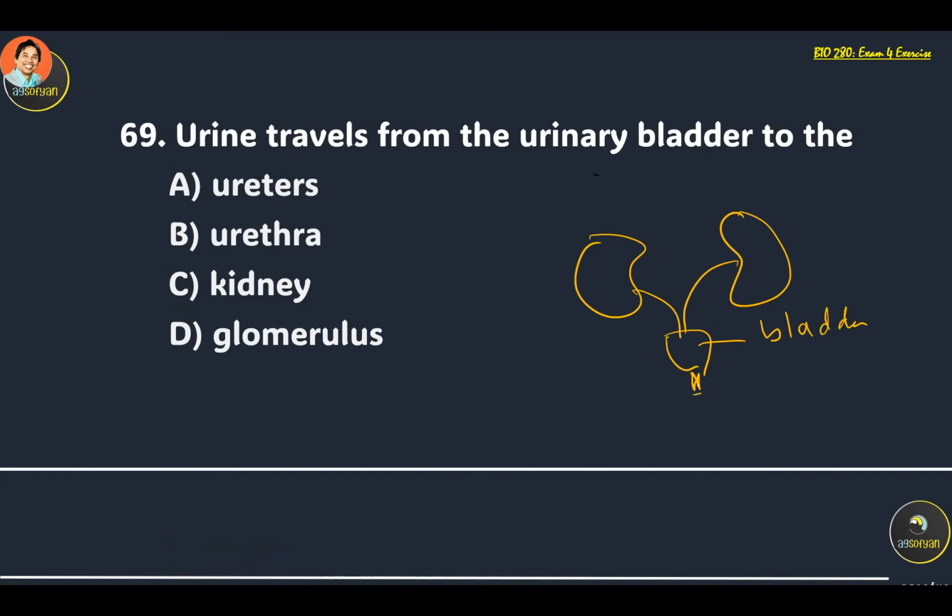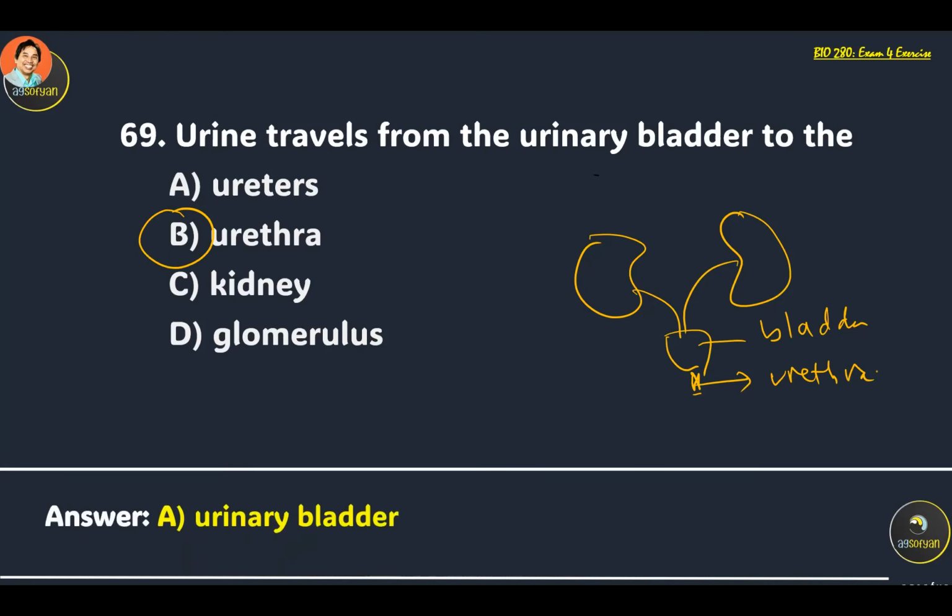Okay. There is a small tube, it's called the urethra. So the urethra will take the urine out from our body. This is the urethra. Okay, this is not the answer, so it should be B, okay, urethra.